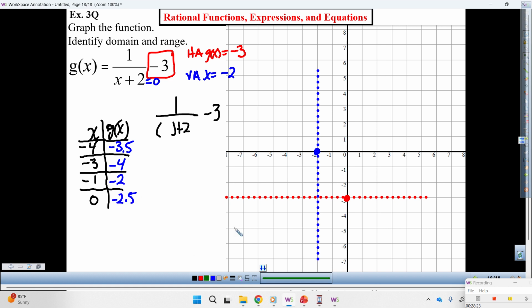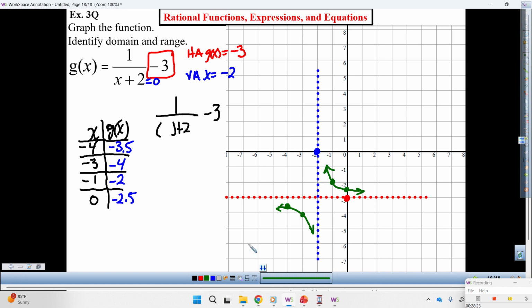So we got -4, -3.5 right here. -3, -4. Connect them, curve them. There it is. -1, -2. And 0, -2.5. Connect them, curve them. There it is. Hands if you got that by yourself.